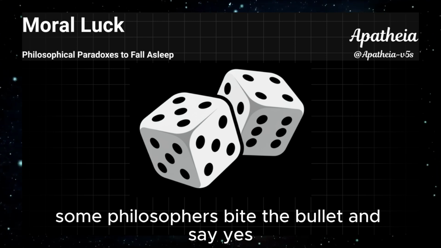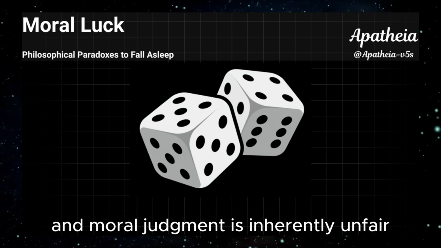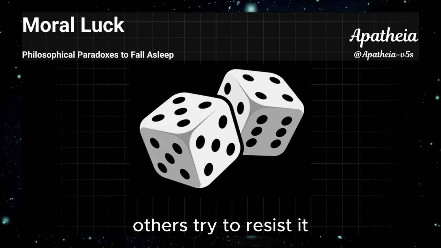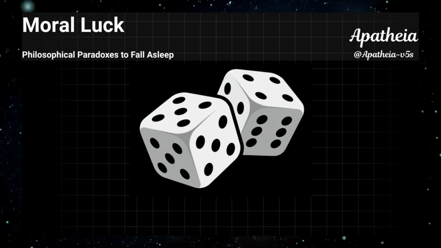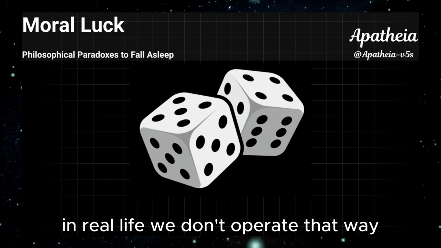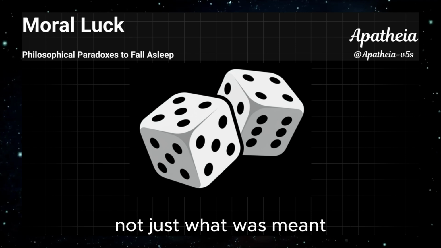Some philosophers bite the bullet and say, yes, moral luck is real and moral judgment is inherently unfair. That's just the human condition. Others try to resist it, arguing that we should only judge people based on intentions and choices, not outcomes. But this approach runs into a problem. In real life, we don't operate that way. We care about what happens, not just what was meant.